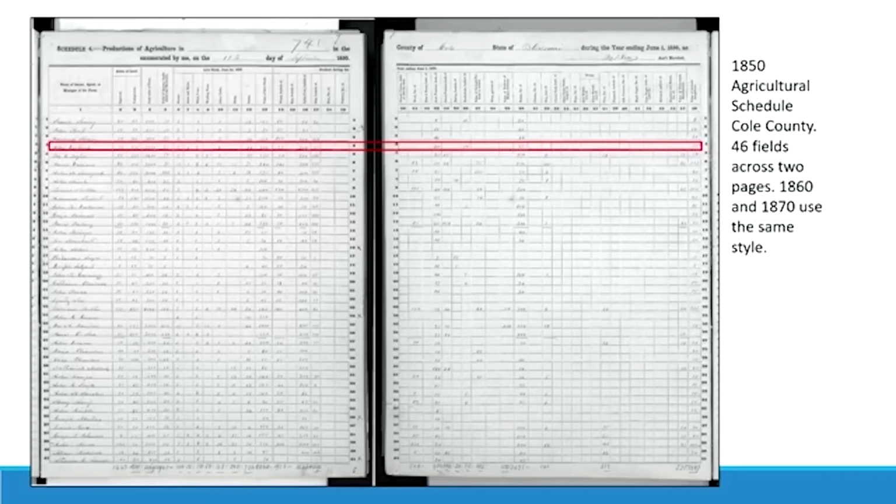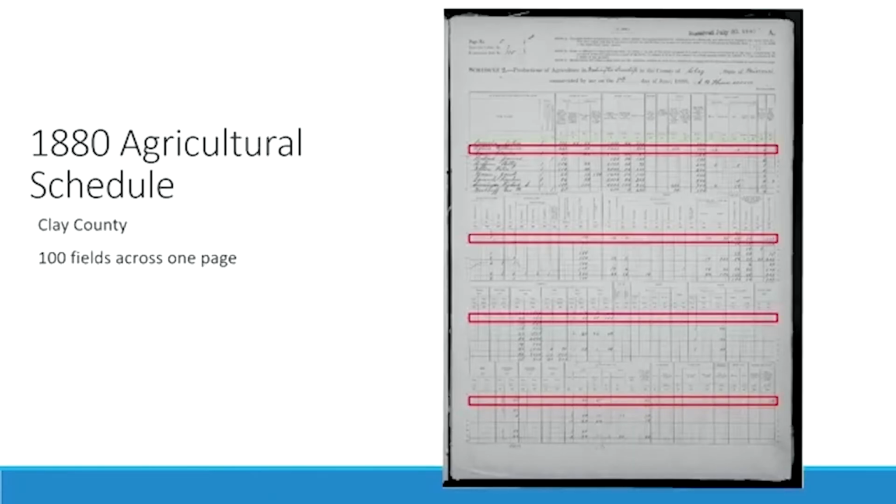When you get to 1880, it looks drastically different. So this is the 1880 Clay County. There's 100 fields across 1 page instead of 2. The fields get more detailed. It's still the number of acres, but it asks you the number of acres improved versus unimproved, the values of the farm, the amount of fencing on the farm, the amount of labor paid, plus the amounts of various types of livestock or produce similar to what's on the previous schedules. So it's much more detailed.